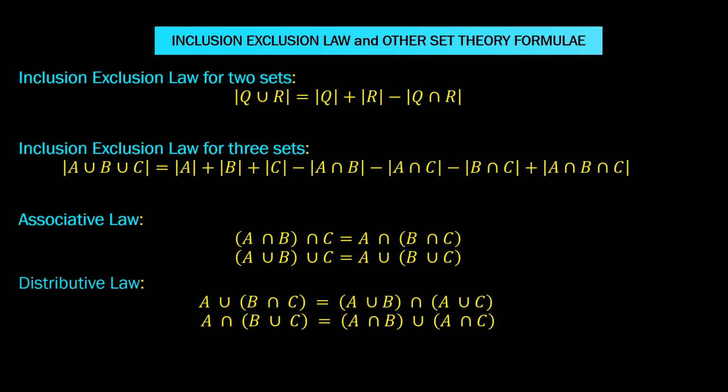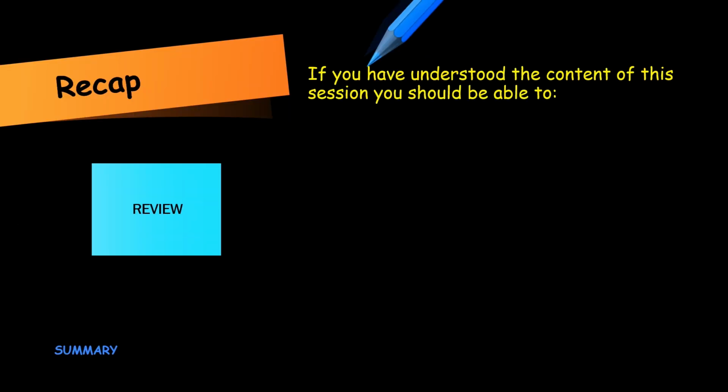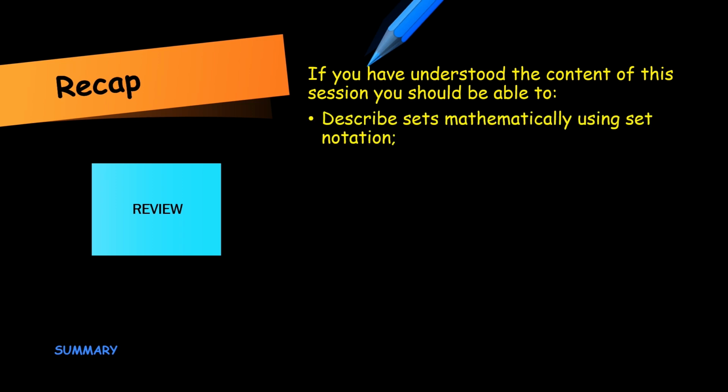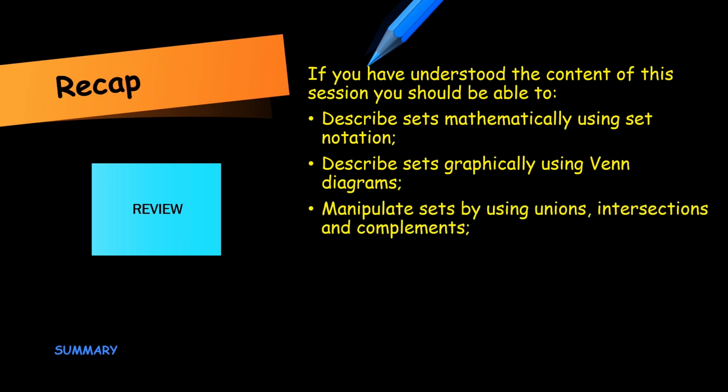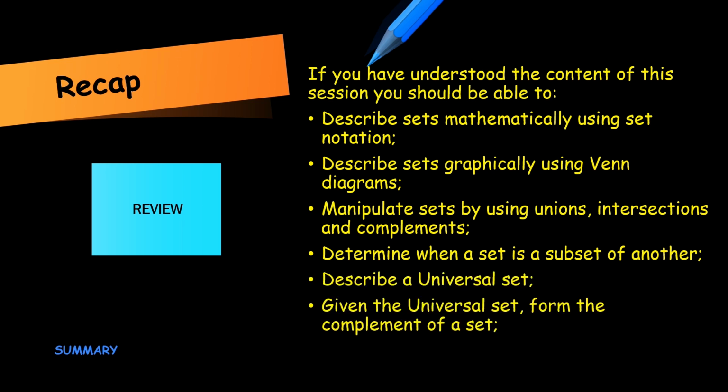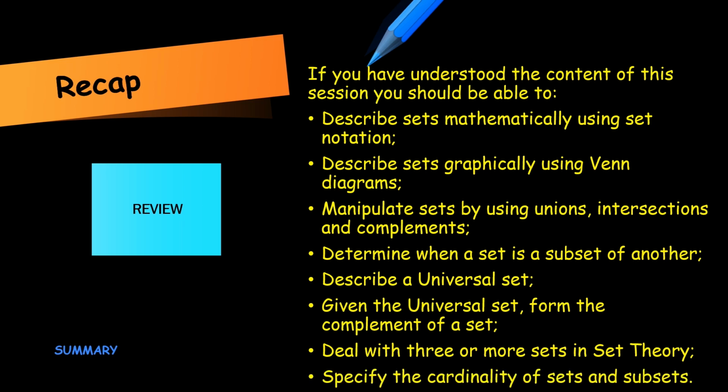This brings us to the end of this session. If you have understood its contents, you should be able to describe sets mathematically and graphically using set notation and Venn diagrams, manipulate sets by using unions, intersections and complements, determine when a set is a subset of another, describe a universal set, given the universal set, form the complement of a set, deal with three or more sets in set theory, and specify the cardinality of sets and subsets.